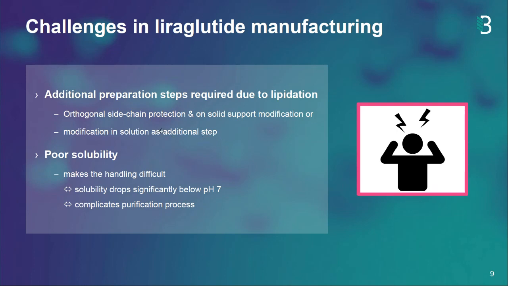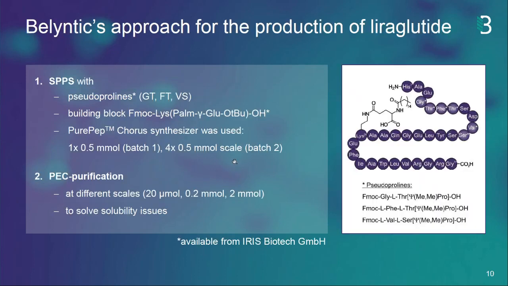Because of the lipid, the solubility of liraglutide is very poor, especially below pH 7. And it is very prone to aggregation, which makes the handling difficult and especially complicates the purification process. So we at Bilintic developed a new approach for the production of liraglutide where we combine SPPS with PEC.